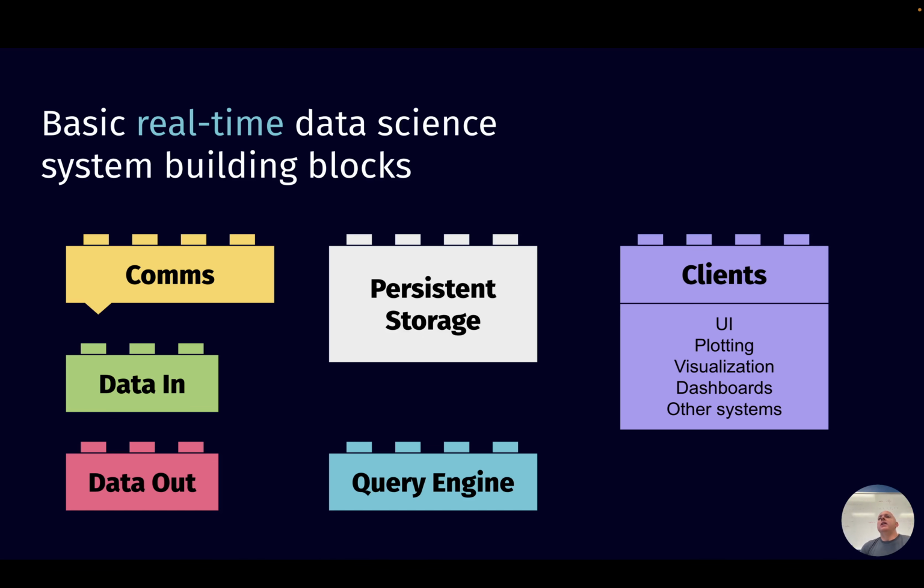So the Legos for building real-time data science systems look like this. First, you need a way to get data in. You need a way to get data out. You need a layer for communication. You, in many cases, want to persist histories so that they can be used later. You need a query engine to do some computing, and frequently you have clients, and these clients can be user interfaces, they can be plotting, they can be visualization, they can be dashboards, they can be other systems.